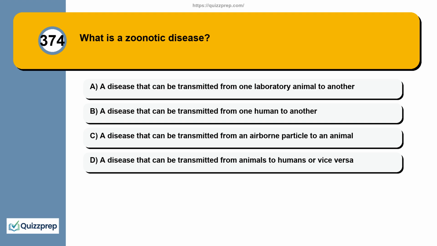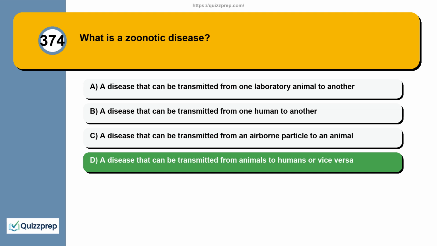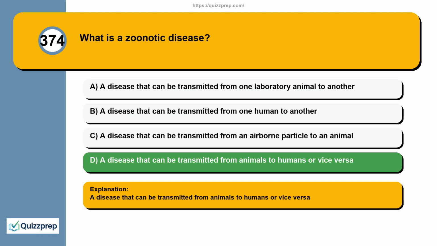Question 374. What is a zoonotic disease? Option A, a disease that can be transmitted from one laboratory animal to another. Option B, a disease that can be transmitted from one human to another. Option C, a disease that can be transmitted from an airborne particle to an animal. Option D, a disease that can be transmitted from animals to humans or vice versa. The correct answer is option D.